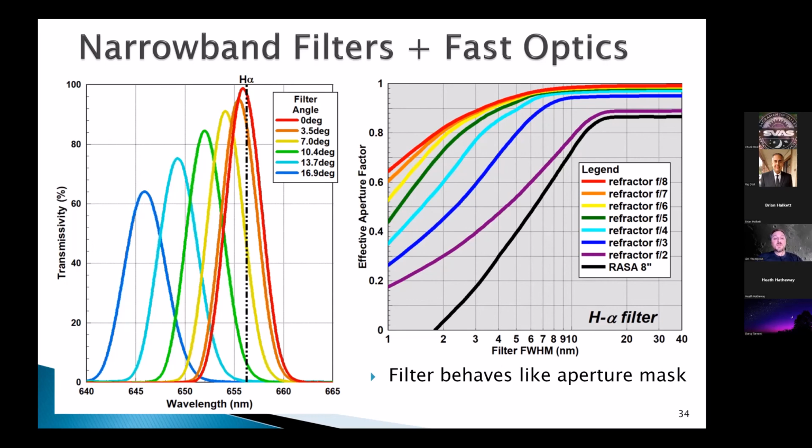Refractors down to a speed of f3 do not appear to be affected too much by narrowband filters as narrow as 7 nanometers. A scope as fast as f4 is probably fine to use filters as narrow as 5 nanometers, and an f5 scope as narrow as 4 nanometers before one would notice any degradation in scope performance. Scopes as fast as f2 are severely impacted by narrowband filters, especially scopes with central obstructions like a RASA or SCT with Hyperstar.